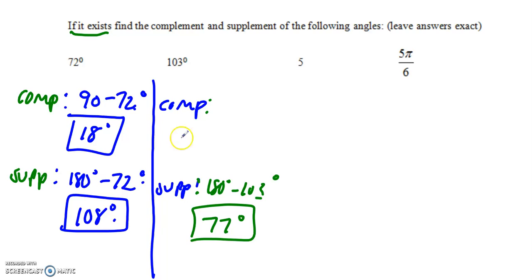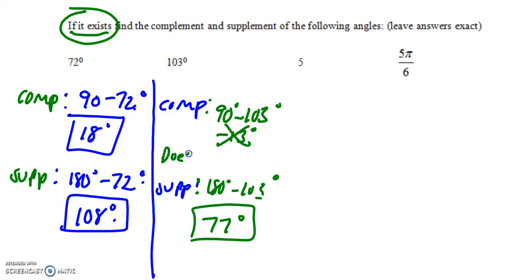However, the sum of two angles that are complementary is 90. If we take 90 minus 103, we technically get the answer of negative 13 degrees. But if you think about that, can I have a negative angle in geometry? The answer is no. So the reason why the directions say if it exists is sometimes you're going to get something where you can't have a complement or you can't have a supplement. So this doesn't work, so I'm going to say does not exist.